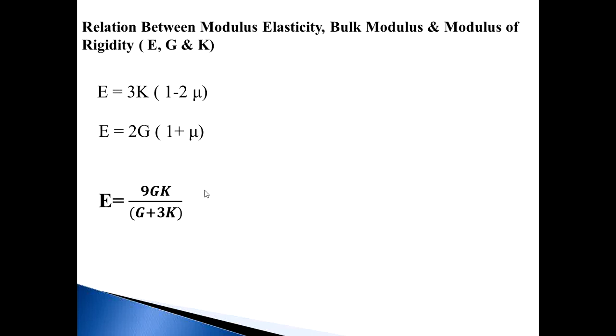Now we discuss the relation between modulus of rigidity, bulk modulus and modulus of elasticity. So E, G and K. First the E and K relation: E is equal to 3K(1 minus 2 mu), where mu is Poisson's ratio. Then the E and G relation: E is equal to 2G(1 plus mu). And the relation between the three moduli: E is equal to 9GK divided by (G plus 3K). This is the most important relation.